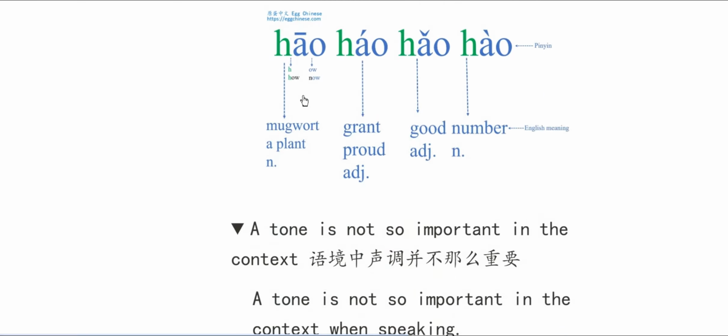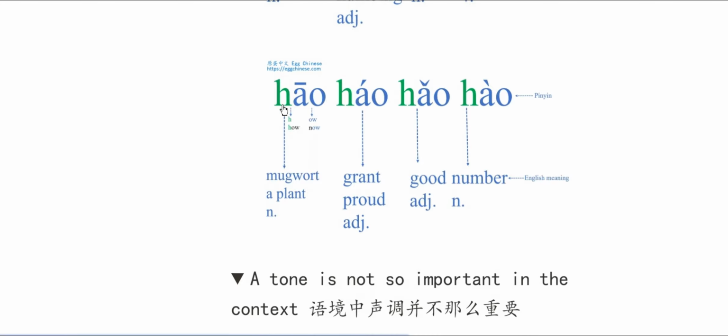Let's have a look at another example. This one, H and A-O put together, for the first tone, hao, it's a mugwort, a plant. Second tone, hao, meaning is grand or proud. It's an adjective. Next one, third tone, hao, good, adjective. Next one, hao, meaning number.